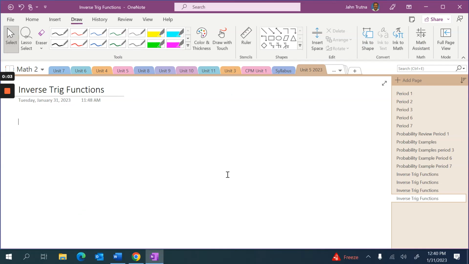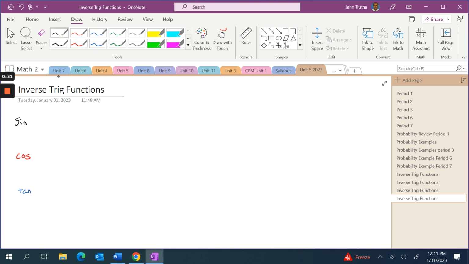Okay, inverse trig functions. There are three trig functions that we learned in first semester. There is sine, which we abbreviate sin. There is the cosine trig function, which we abbreviate cos. And then there's the tangent trig function, which we abbreviate tan.